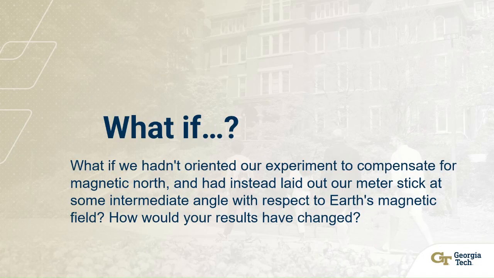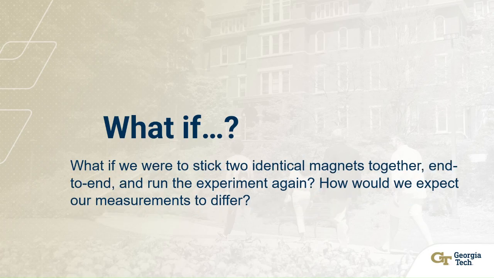Now, what if we hadn't oriented our experiment to compensate for magnetic north and had instead laid out our meter stick at some intermediate angle with respect to the Earth's magnetic field? How would the results have changed? If we hadn't oriented our experiment properly, the Earth's magnetic field would be included in our measurements, which is something that we wouldn't want. This is because the data would differ by a factor of cosine theta based on the Earth's magnetic field. And overall, this would mean that our B values would be smaller than what we recorded or what we thought they would be.